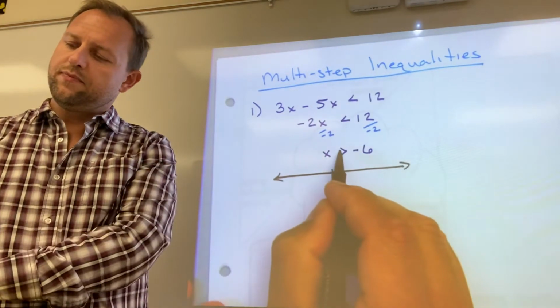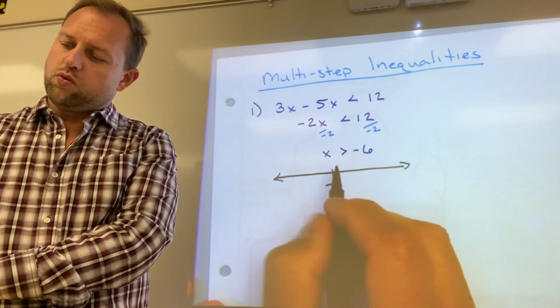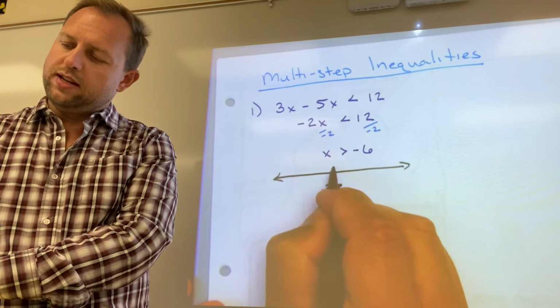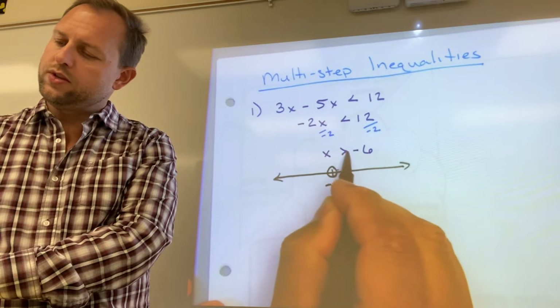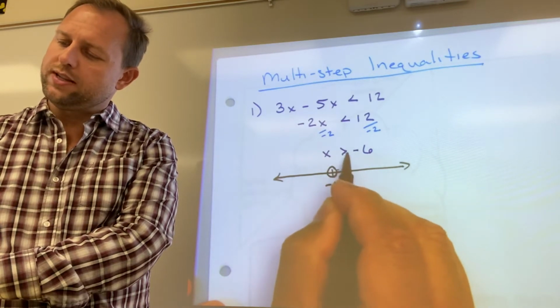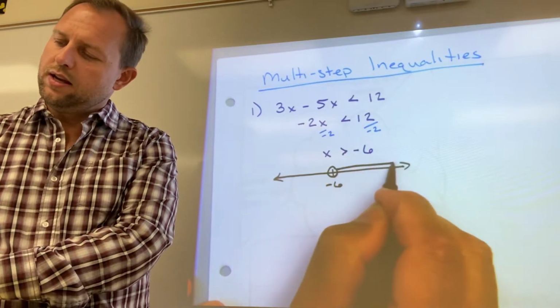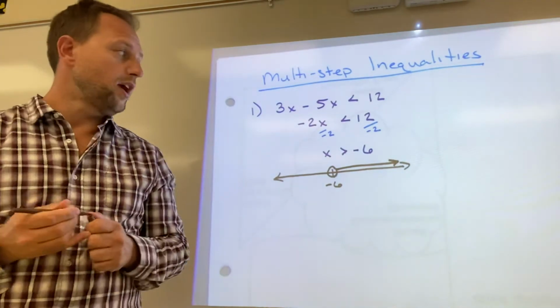Negative 6, x is greater than negative 6, and it's an open circle because there's no equals, and it always goes in the same direction the symbol's going. So in this case, it's pointing to the right.